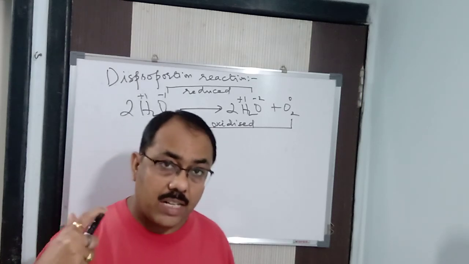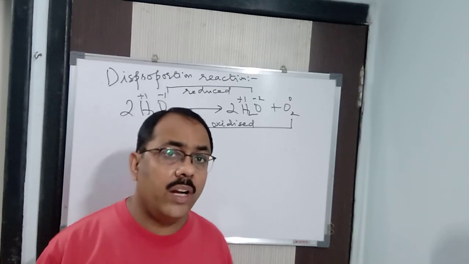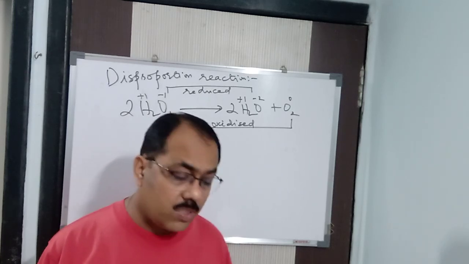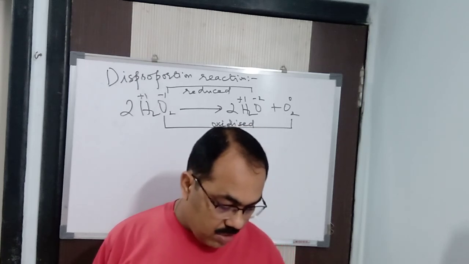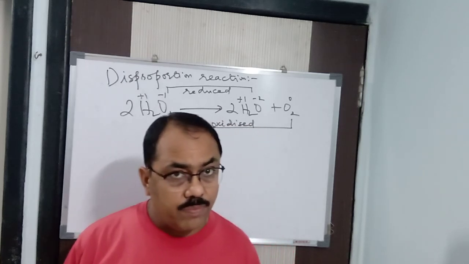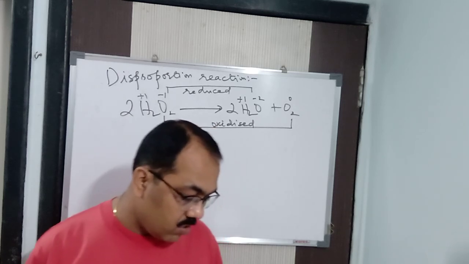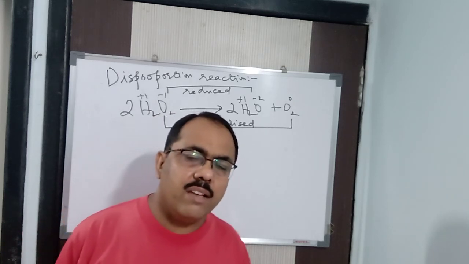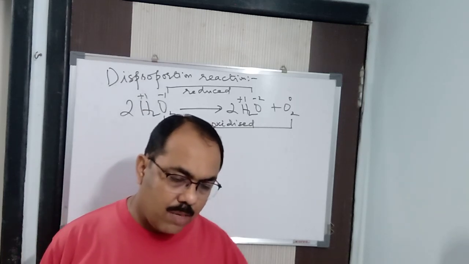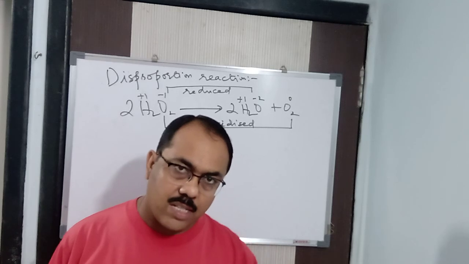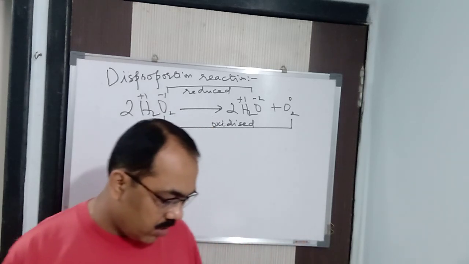Chlorine when reacts with aqueous KOH forms potassium chlorate, potassium chloride and water. It is also a disproportion reaction. You can find it out and see that chlorine is getting simultaneously oxidized as well as reduced. In one case it is oxidized, in the other case it is reduced. So in this way, there are several reactions which undergo disproportion reaction, means the same element gets simultaneously oxidized as well as reduced. This particular reaction you do not need to know, I just told you about it.